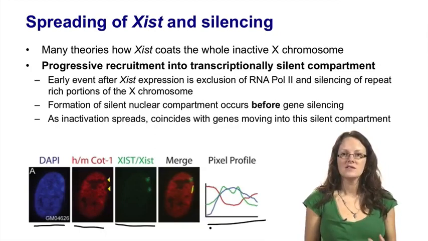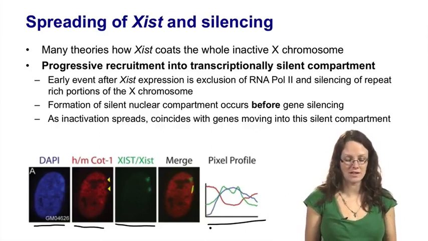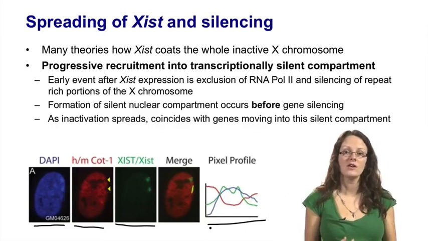So this silent nuclear compartment and the silencing of the repeats actually happens before the genes on the X chromosome are silenced. And we know that the X inactivation spreading correlates with how the genes are actually drawn into this silent nuclear compartment. And I'll show you this in more detail in a diagrammatic form in the next few slides.